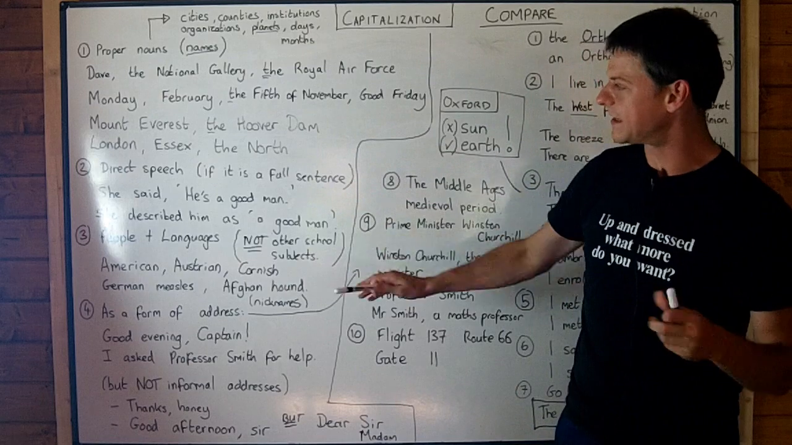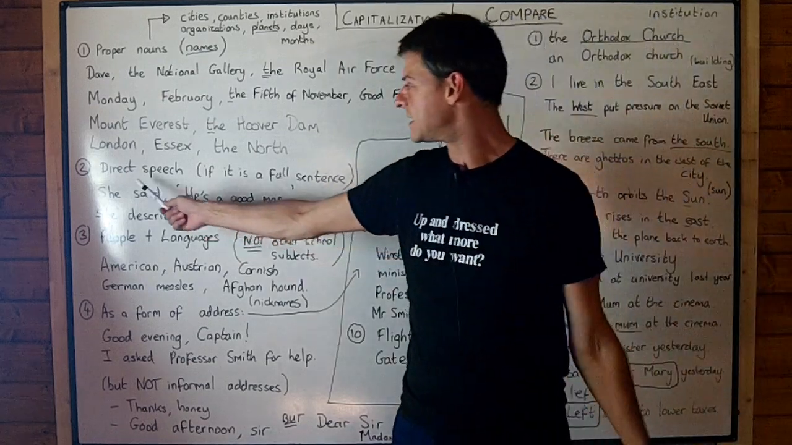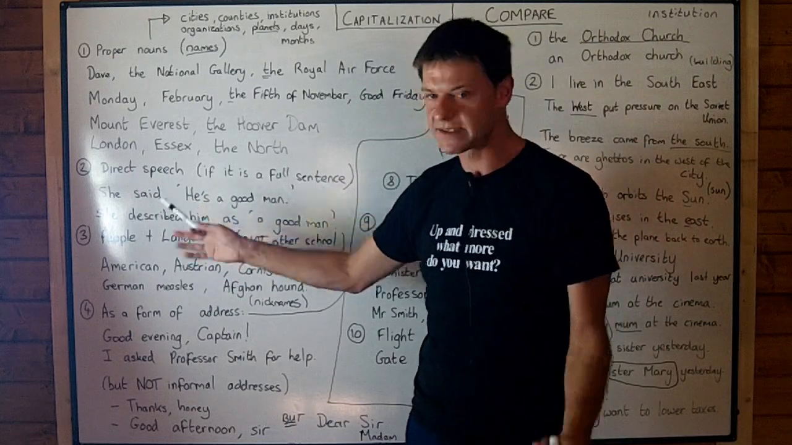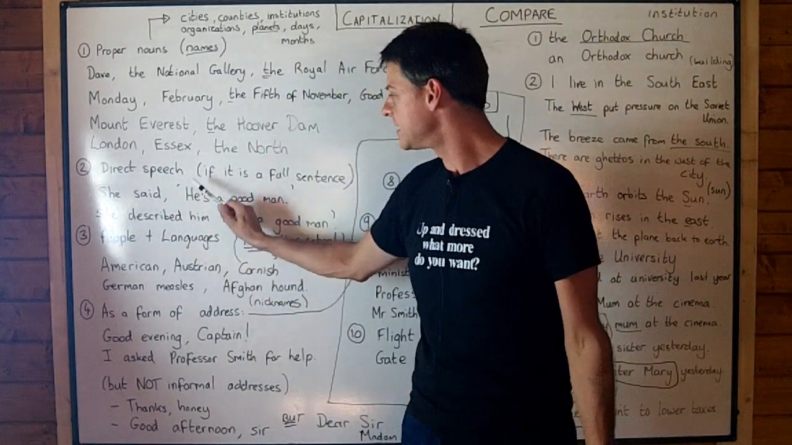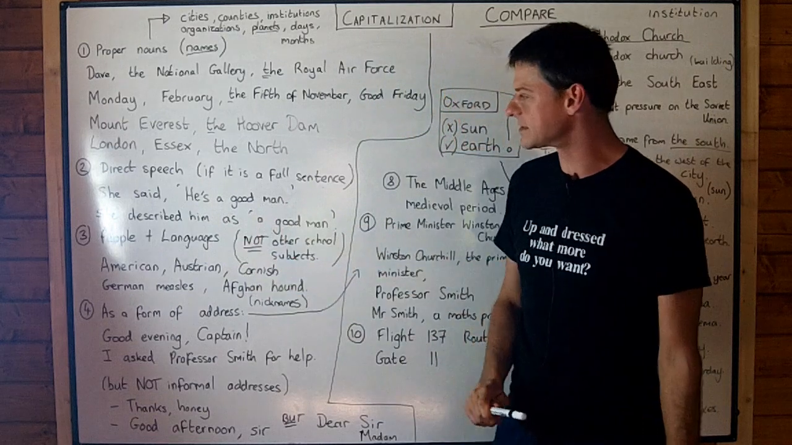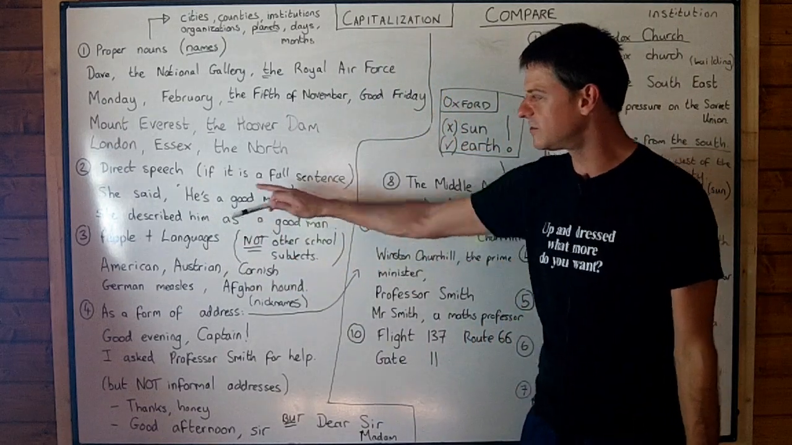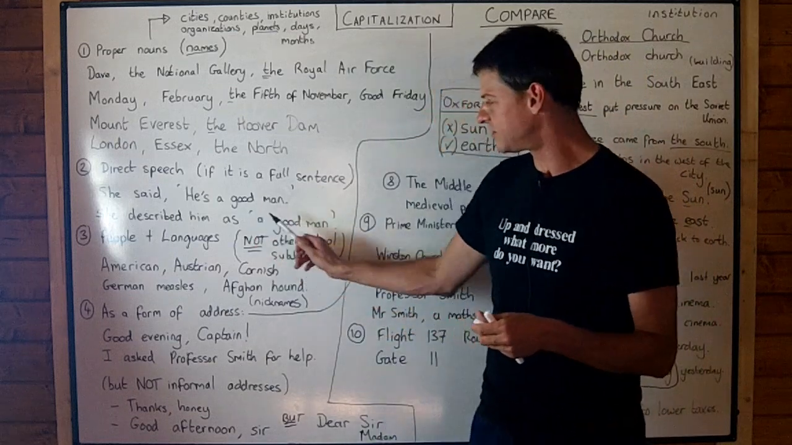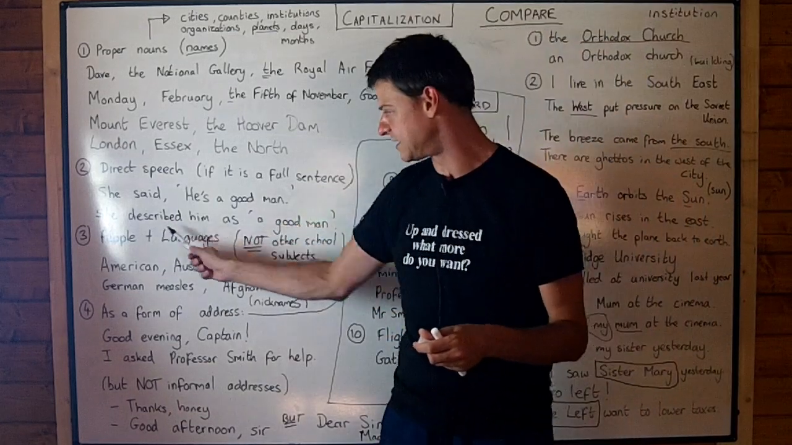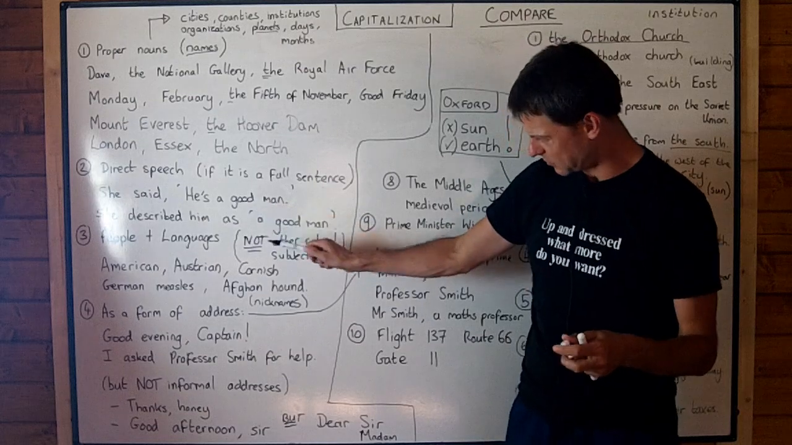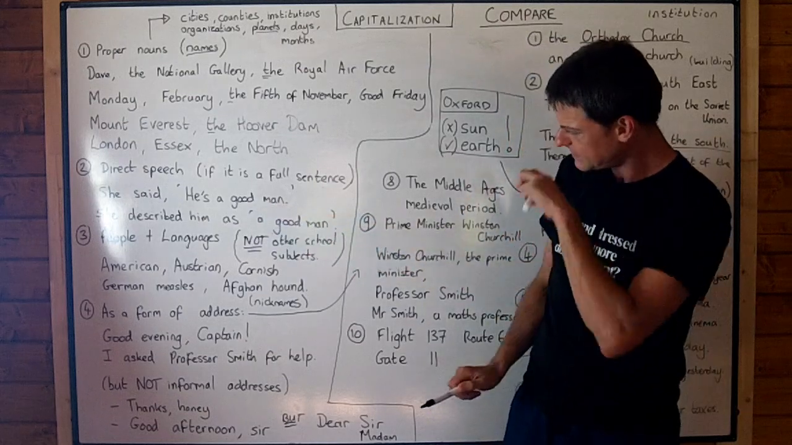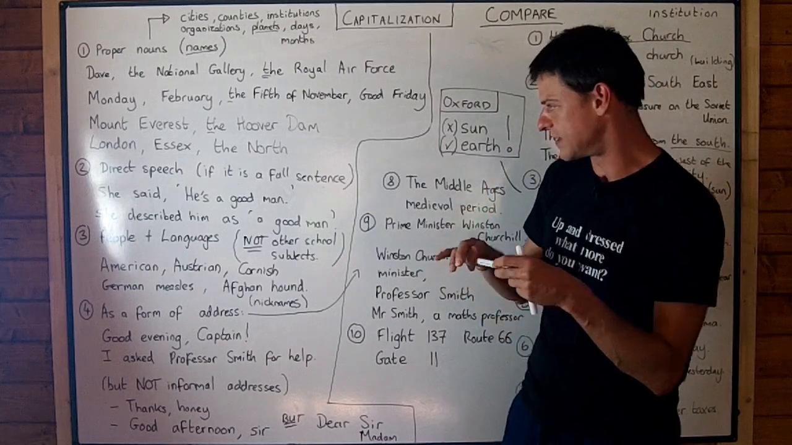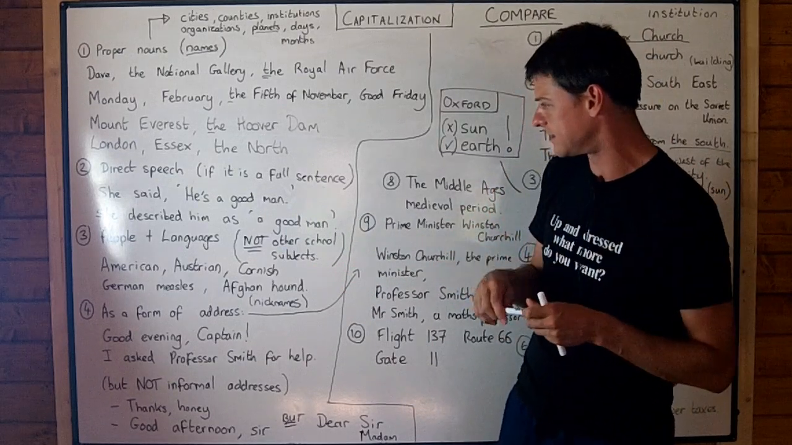So a little bit over here again, we're going to jump back and forth. Direct speech. If it's a full sentence, yes, use a capital letter. "She said, 'He's a good man.'" He with a capital H, because this is a full sentence. However, if you don't use a full sentence, please don't use a capital here. "She described him as 'a good man.'" Okay, so just because you've got speech marks, it doesn't mean you use a capital letter. It has to be a full sentence still.